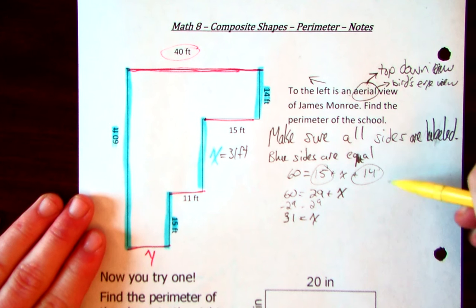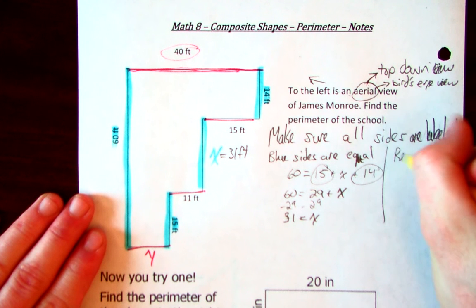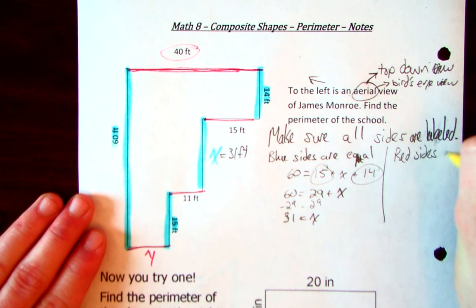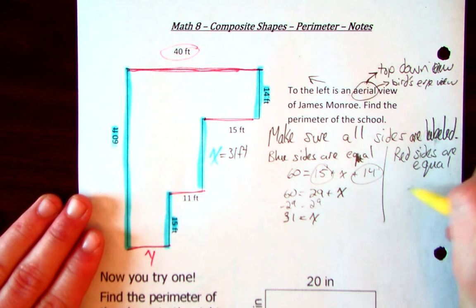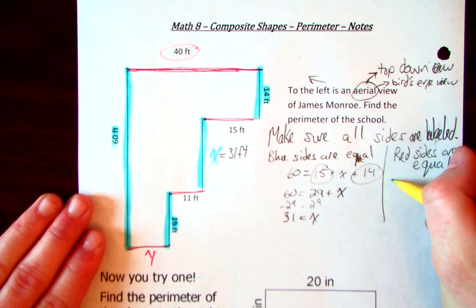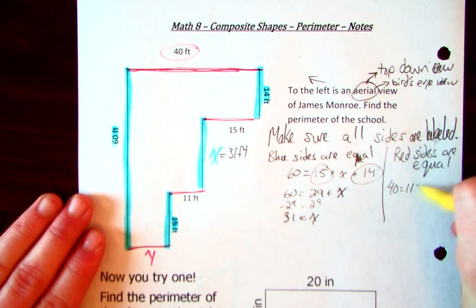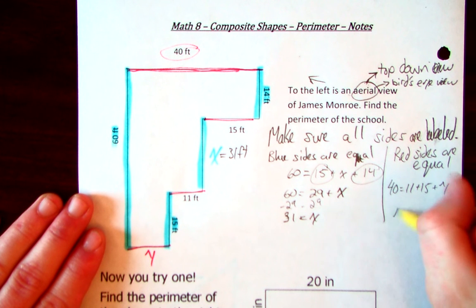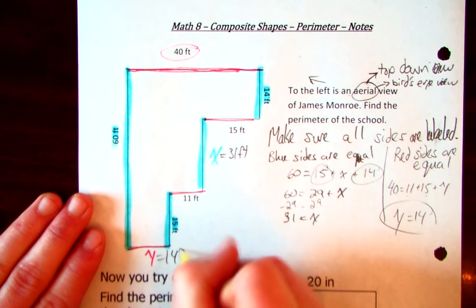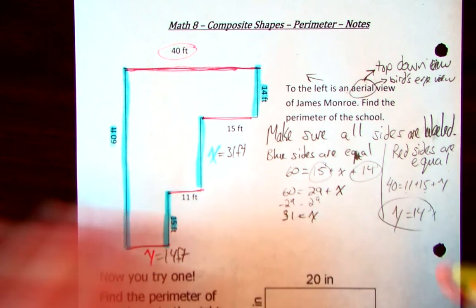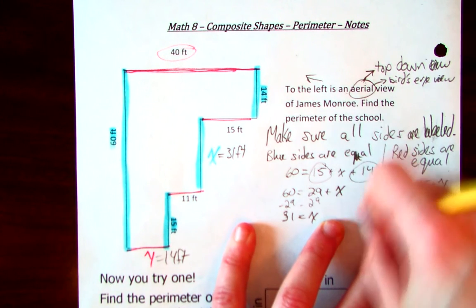Let's say it right here. So red sides are equal, and so we put those together, and so we have 40 is going to be equal to 11 plus 15 plus y. Very simply, we're going to have y equals, well, 26 and then 14. All right. So it's going to be 14 feet. And so now that we have all our sides, again, this is not our answer, so please do not circle it.